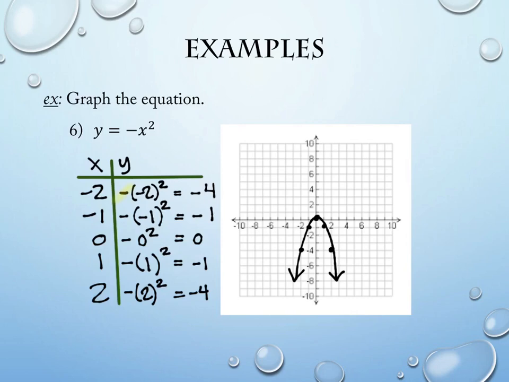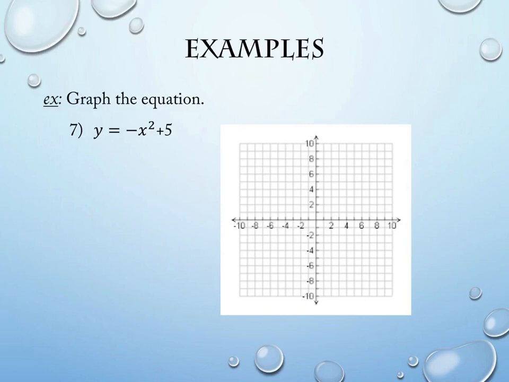All right, we're going to change it up just a little bit. Very similar equation, number 7 to number 6. What's different? Yeah, the +5 on the end, right? So now I actually have to add 5 to the ending values. This is -2, -1, 0, 1, and 2.